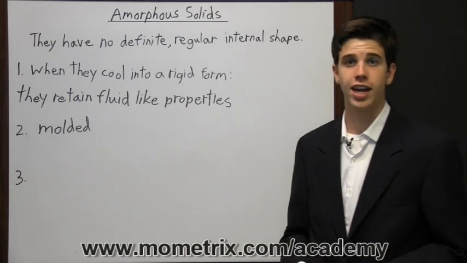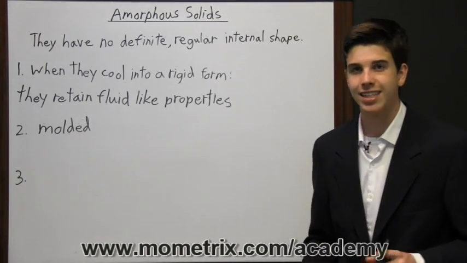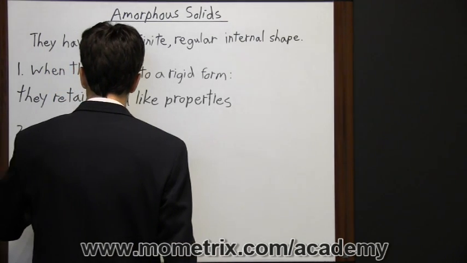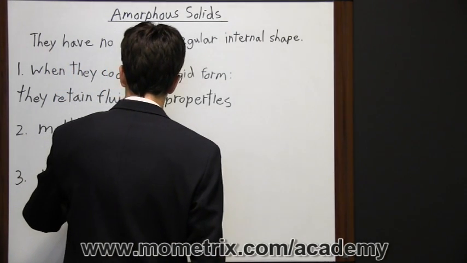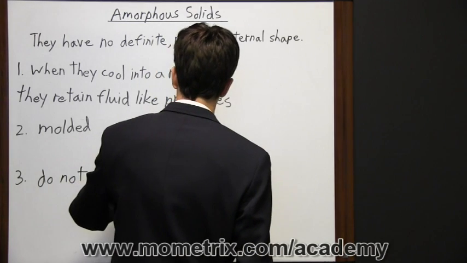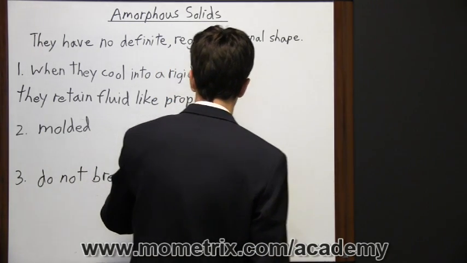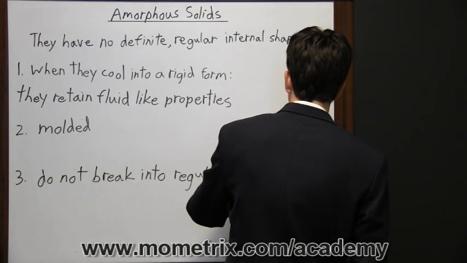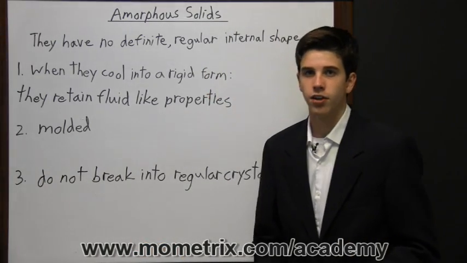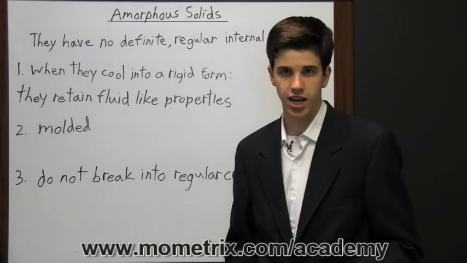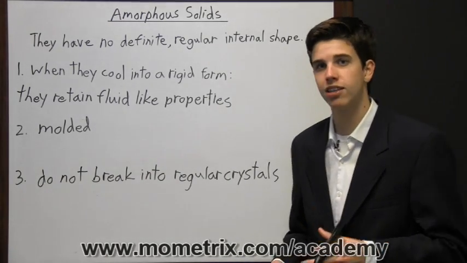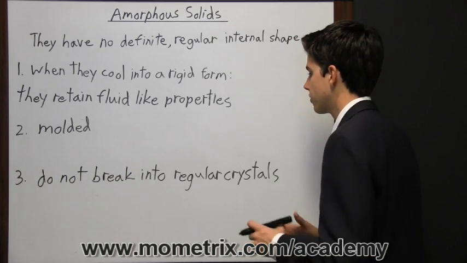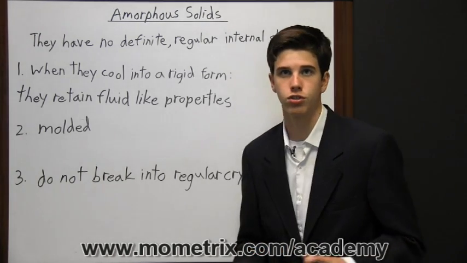Now, the third interesting characteristic of these solids is they do not break into regular crystals. And so remember how I was talking about glass as an example. You think about if you dropped a glass bottle, the different pieces of glass would not all be the same size. You would have some little pieces, some big pieces, and some in-between pieces. And again, that's just for example, because amorphous solids do not break into regular crystals.